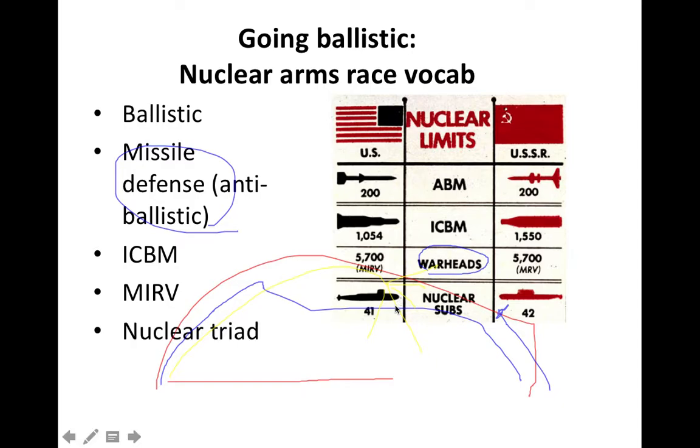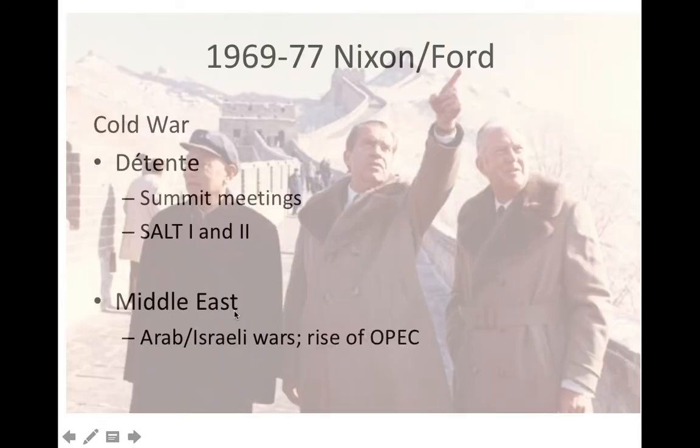The nuclear triad is that we can launch nuclear missiles from the ocean, off submarines, from the land, off nuclear missile silos, or from the air. We keep a fleet of B-52s in the air that can launch nuclear missiles as well. And it means that if any one leg of the triad goes down, the others are still posing a threat. They're protecting us.